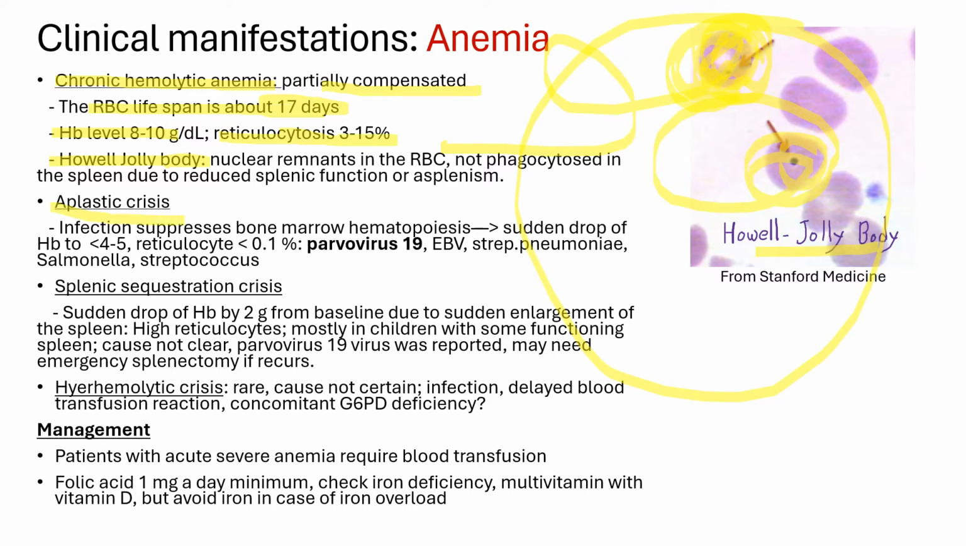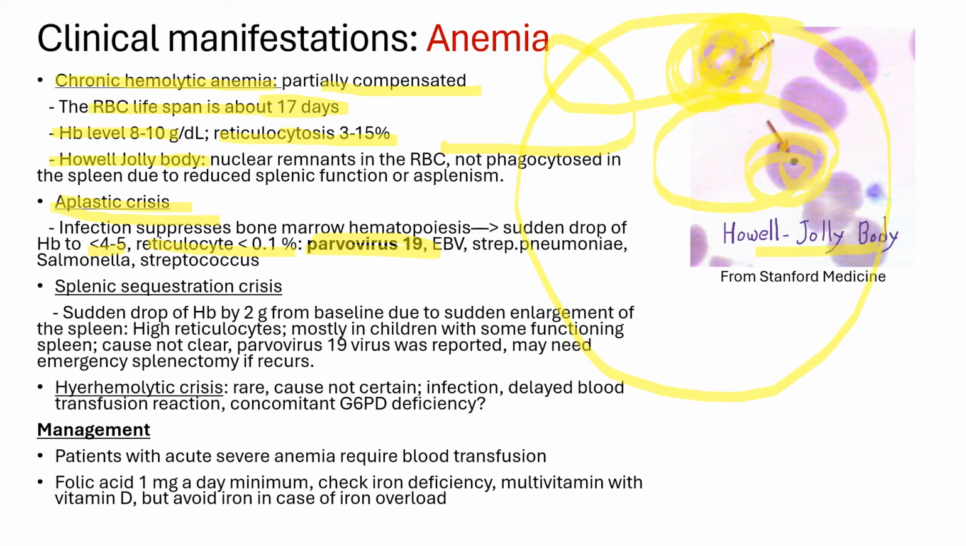Aplastic crisis. Mostly parvovirus B19 infection can cause aplastic crisis. Hemoglobin drops to 4 or 5, reticulocyte almost 0%. Very dangerous. You need to give blood transfusion.